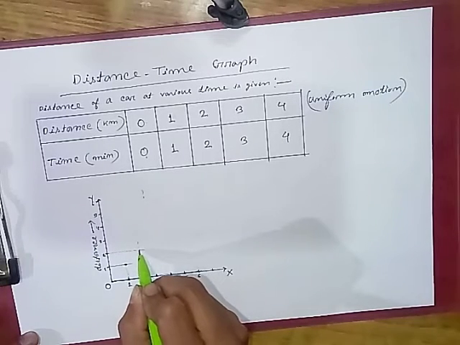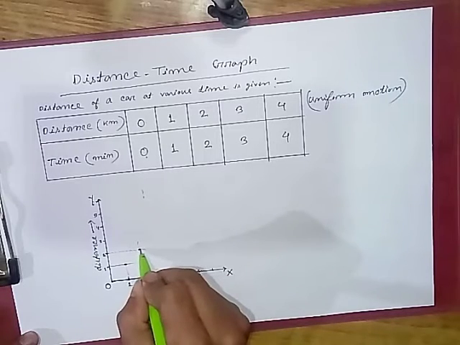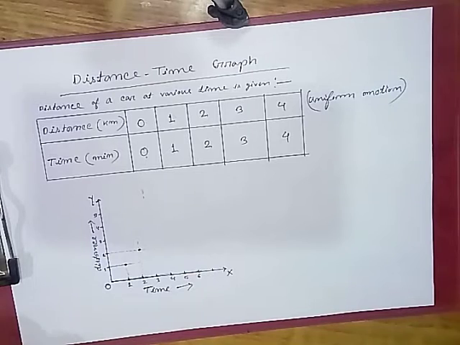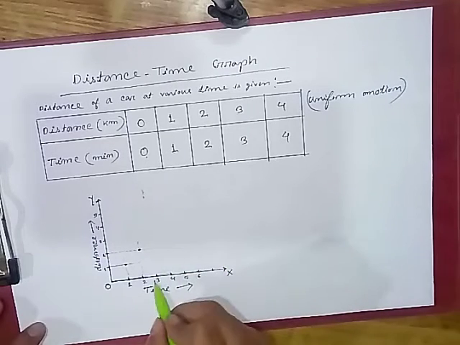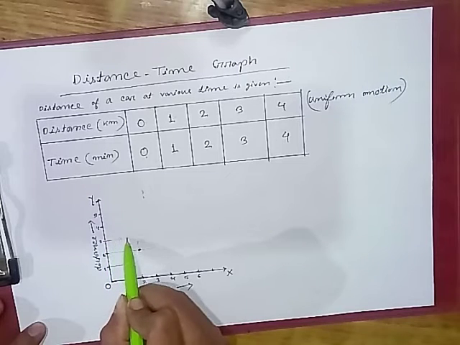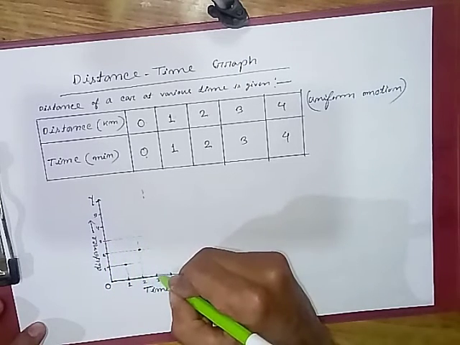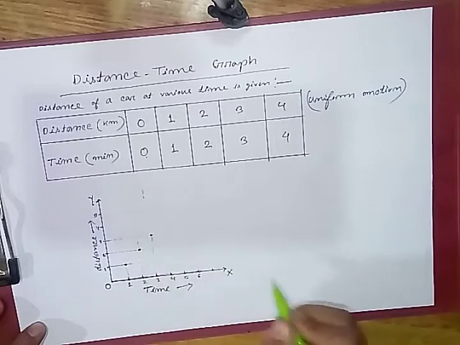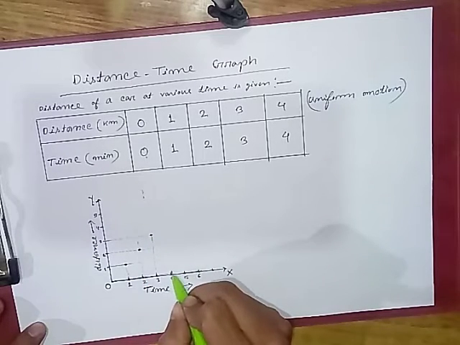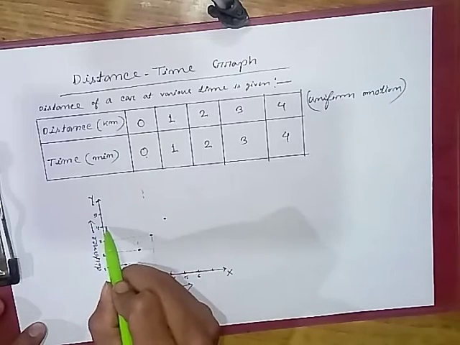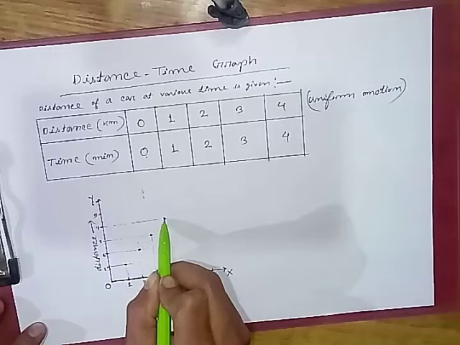So they both intersect at this point. So we draw the points. Similarly, the car goes 3 kilometer in 3 minutes. So here it will intersect. Similarly, in 4 minutes, it will go 4 kilometer.